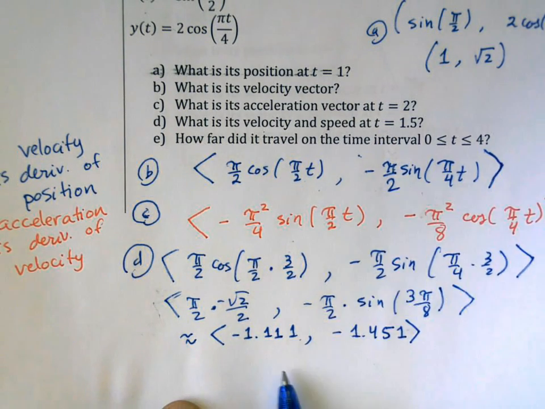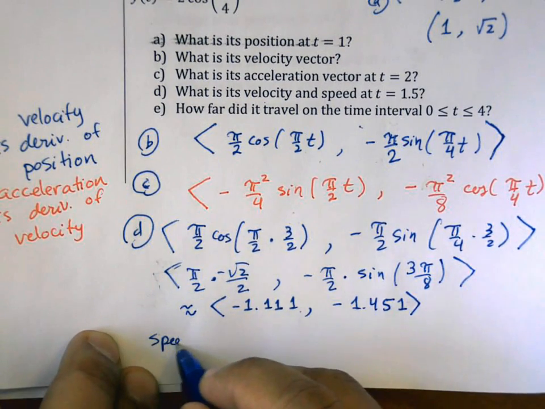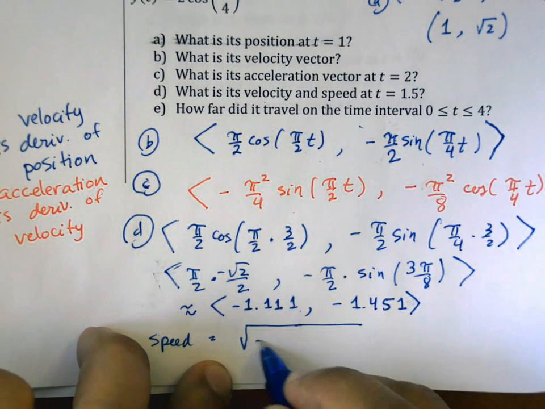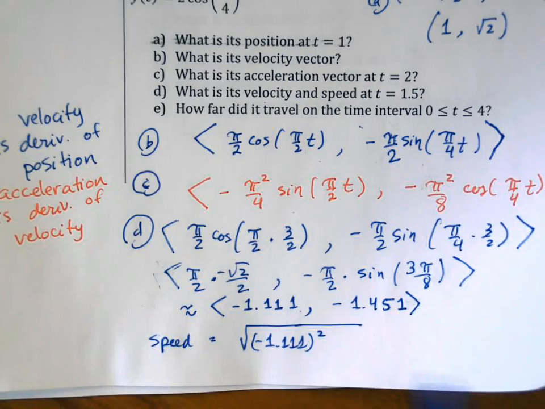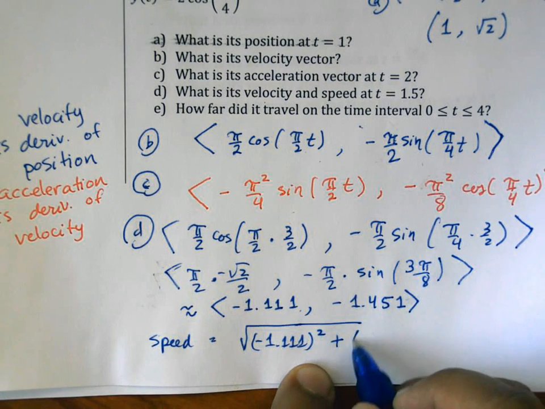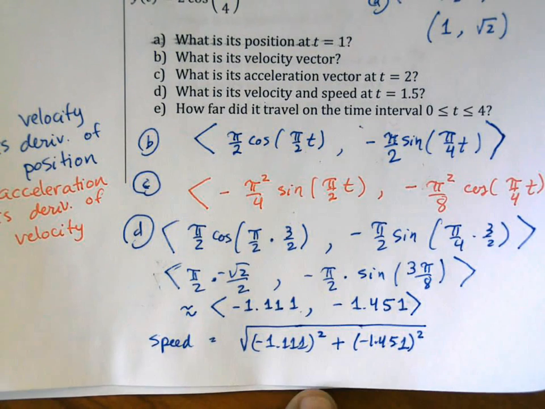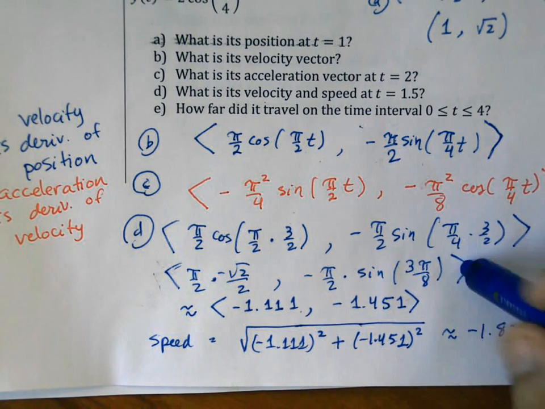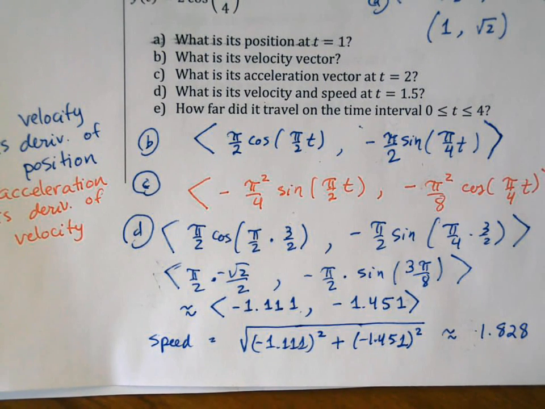Now to find the speed, remember the speed is simply the magnitude of the velocity. So the speed is equal to the square root of negative 1.111 quantity squared plus negative 1.451 quantity squared. And this gives me that the speed is approximately equal to, oh, that should not be a negative number. Speed is always positive, so that should be approximately 1.828.